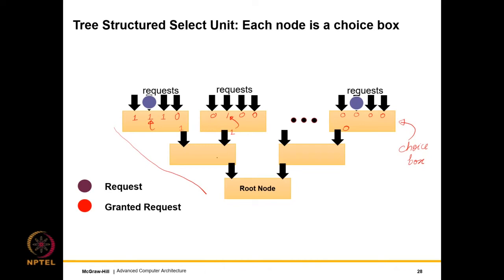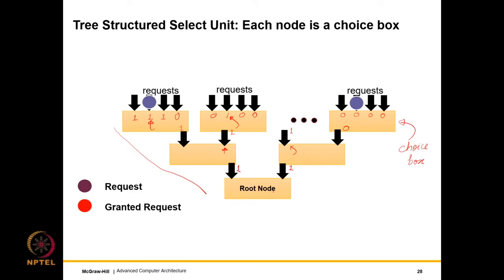This choice box also does something similar. Let's assume the output for this is 1. Then this choice box would do something similar. It would remember which input it chose. Let's say it chose this one. It will then set its output to 1. And this choice box doesn't have a choice. It needs to choose this one. It also sets it to 1.